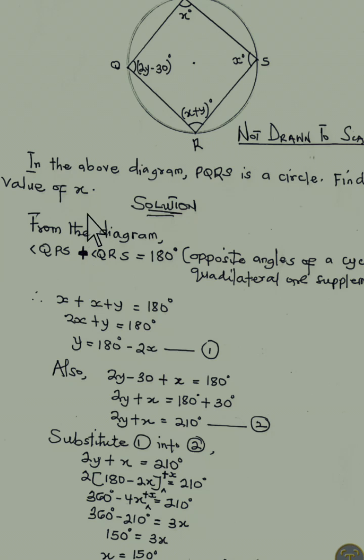Also, as I've said earlier, if you look at the other angles here, you see that the angle here is 2y minus 30 and the angle here is x. So you add them up and you see they are equal to 180. Why? Because they are opposite angles of a cyclic quadrilateral. So you do the same thing. Your variables should be at the left hand side, your constant value at the right hand side. So we have 2y plus x equals 180 plus 30. So 180 plus 30 will give you 210. Then the other equation here is 2y plus x equals 210.